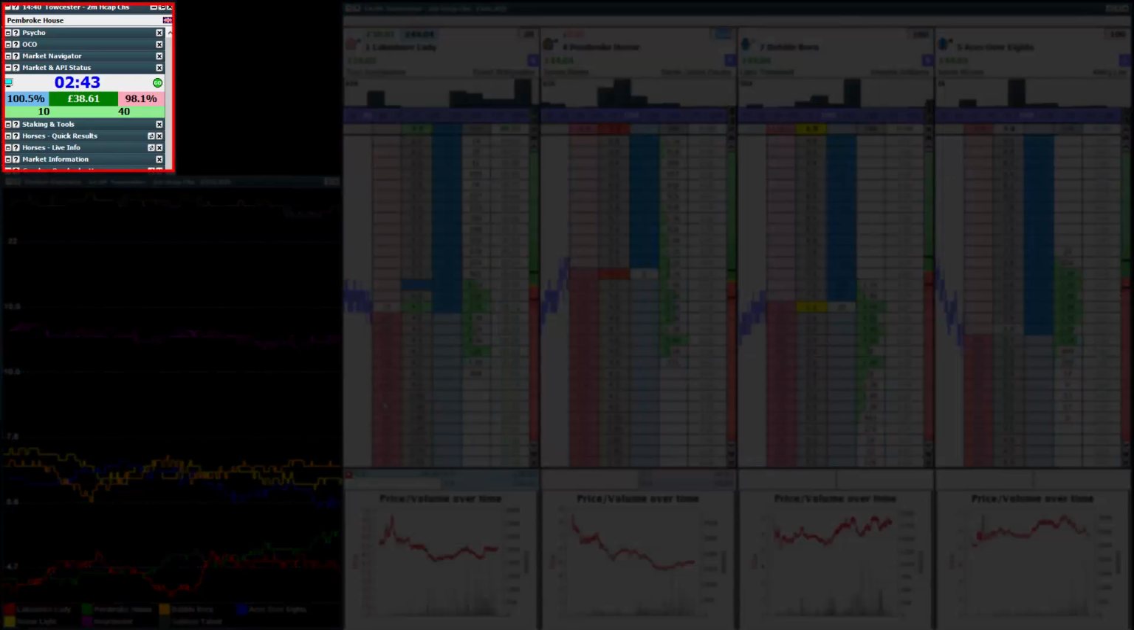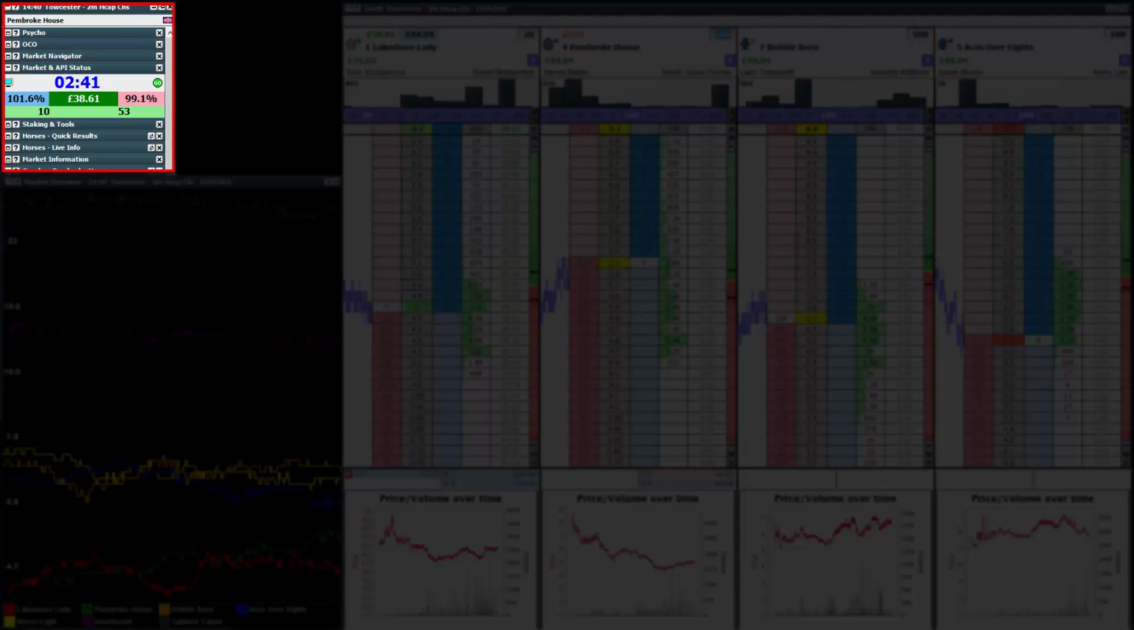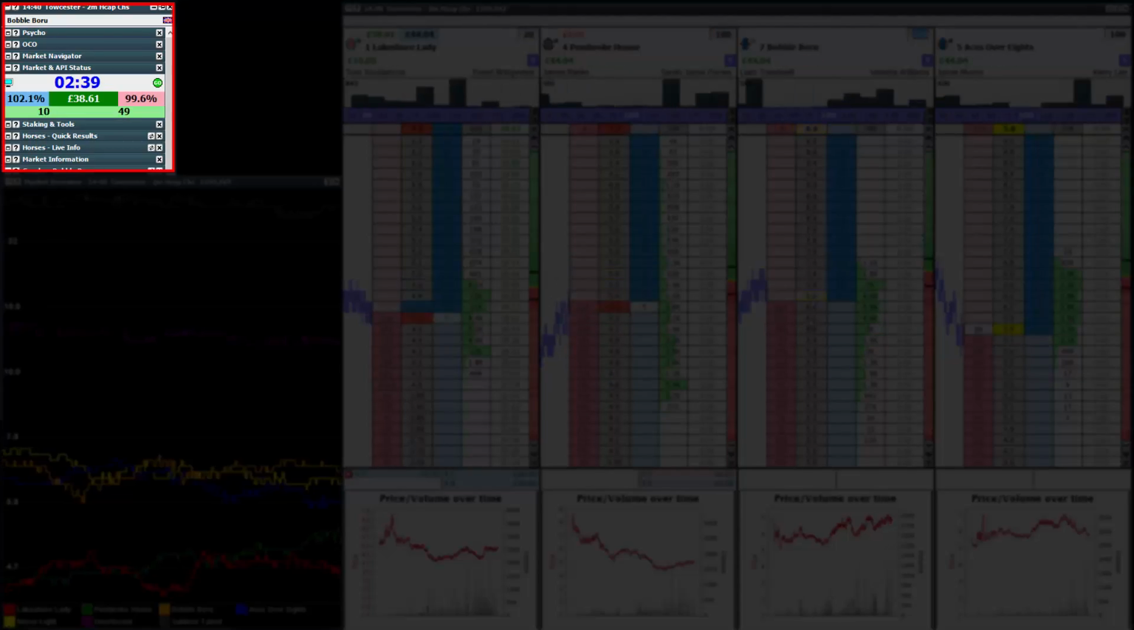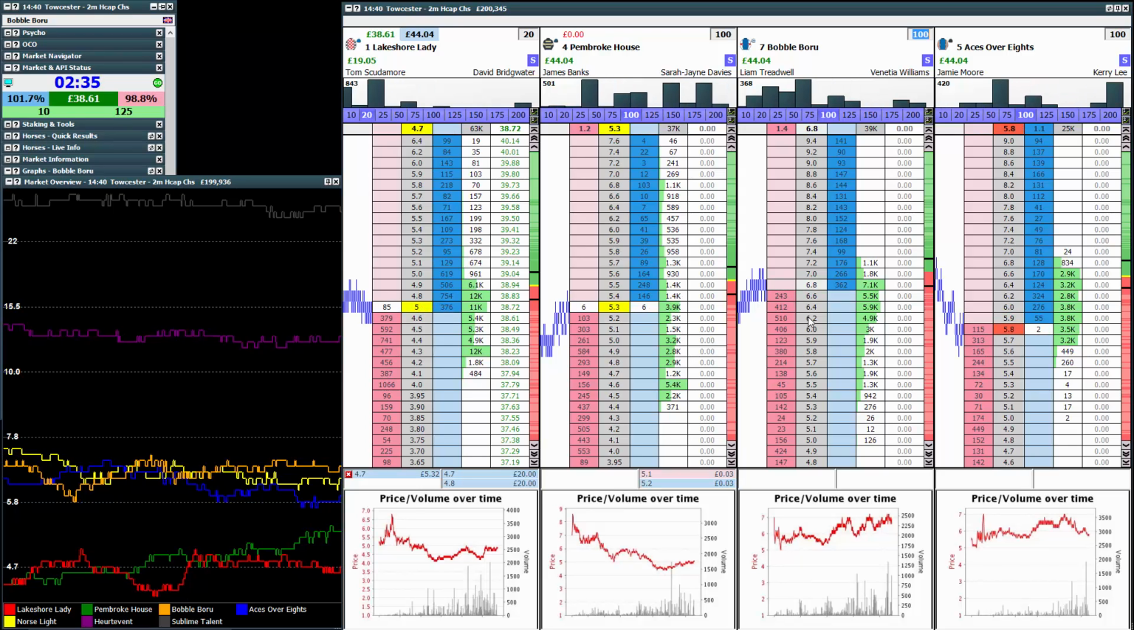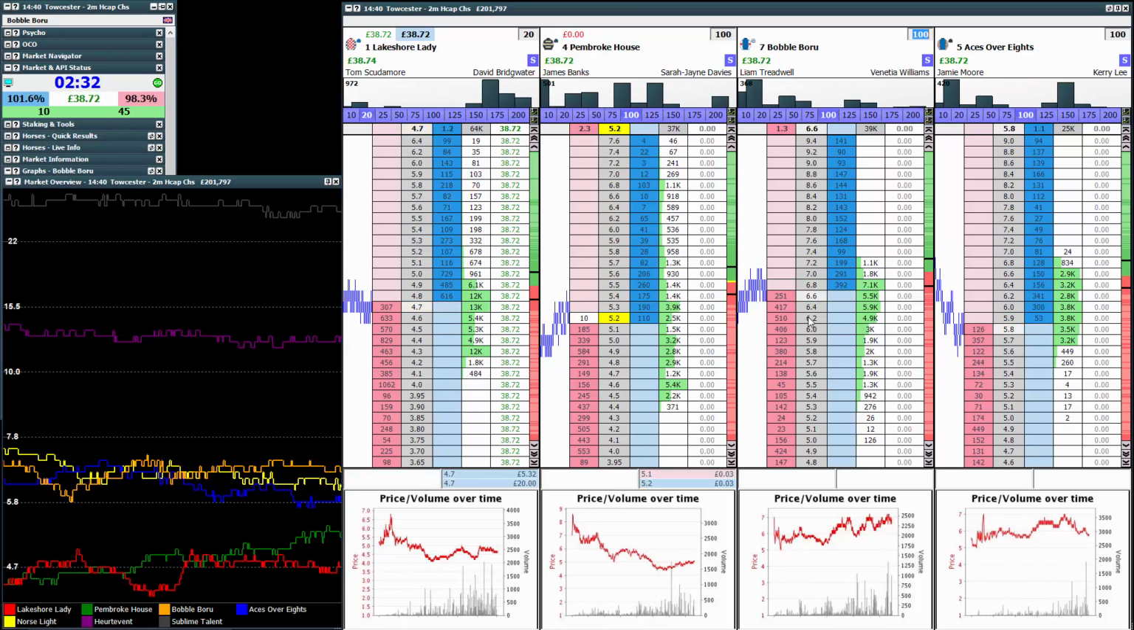Starting at the top left there with the timer, that's the market navigator, that's where we're going to run all our menus from, open our various sports and markets and different interfaces. The one I'm going to talk about is the ladder interface, that's the one you see in the videos and that's the one on the screen now.